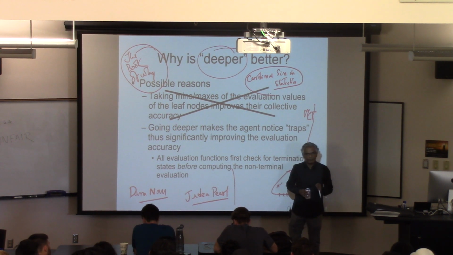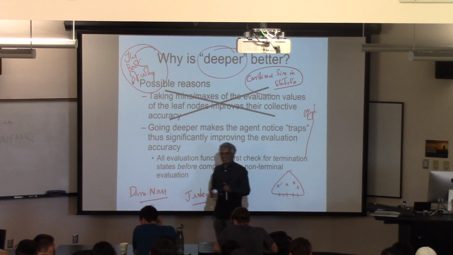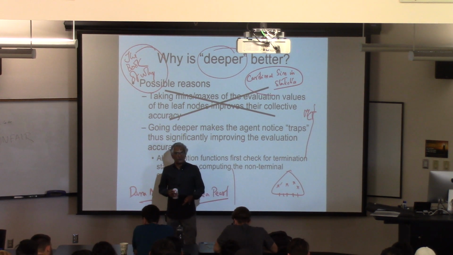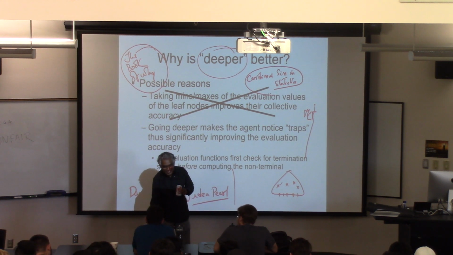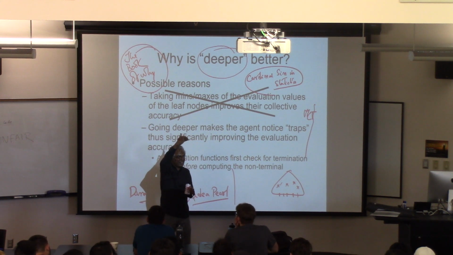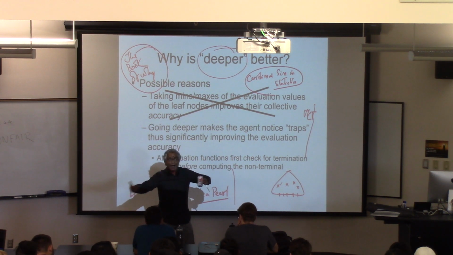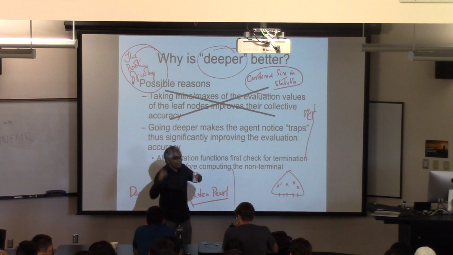Think traps. That's what makes evaluation functions applied at a deeper node more effective. It's like the strangest thing. The stuff that you're doing at the 15th level is just as accurate as what you did at the first level. But it's these traps which will change the valuation, because you're taking mins and maxes.